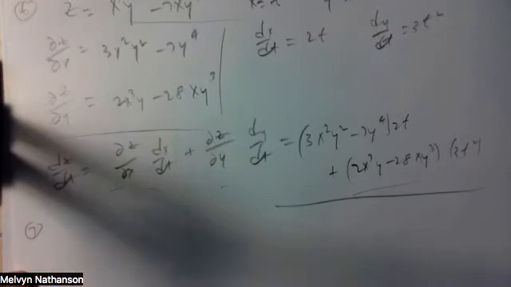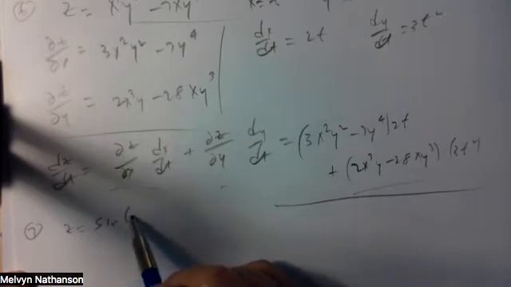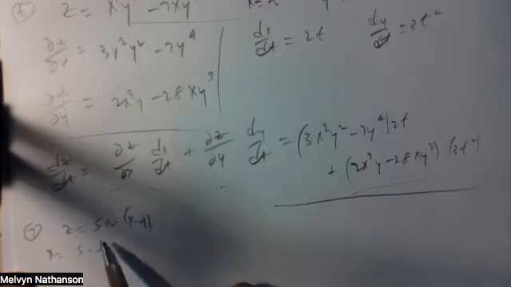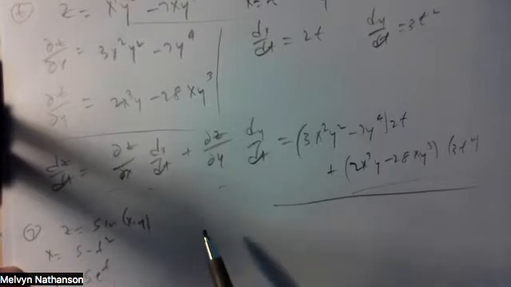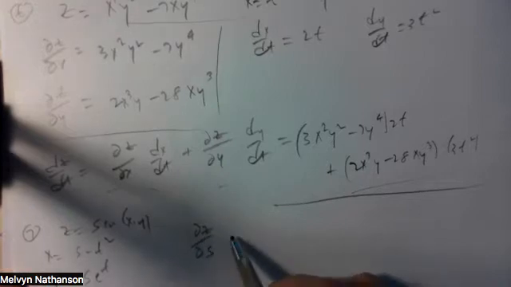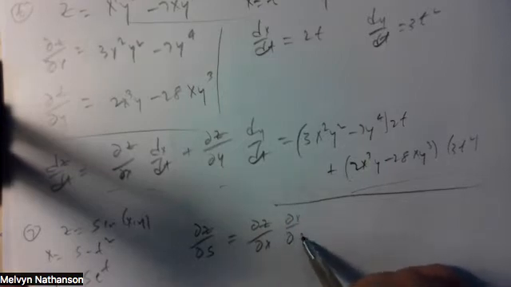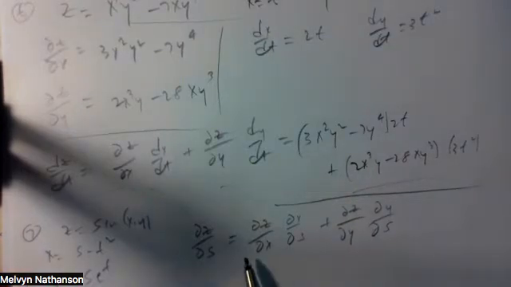In problem 7, we have z is a function of x and y, but x and y are functions of 2 variables, s and t. x is s minus t squared, and y is s e to the t. And by the chain rule, the partial of z with respect to s is the partial of z with respect to x times the partial of x with respect to s, plus the partial of z with respect to y times the partial of y with respect to s.